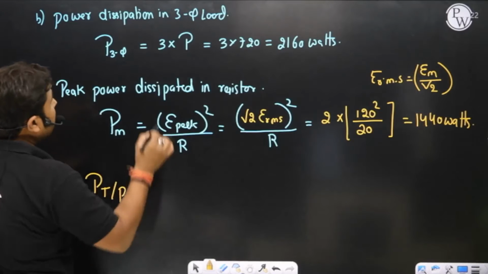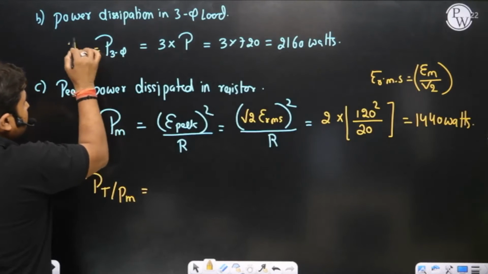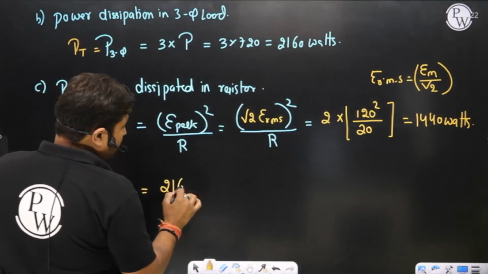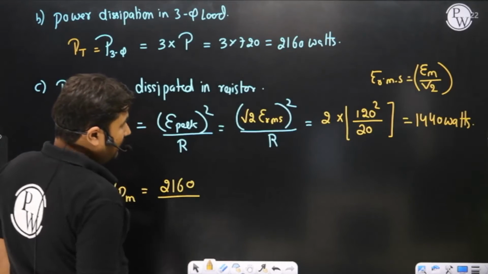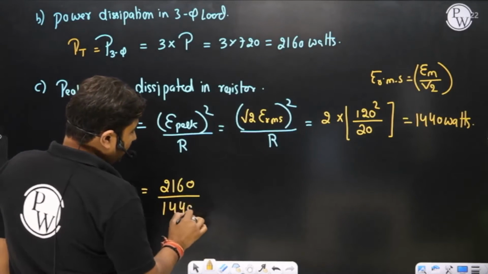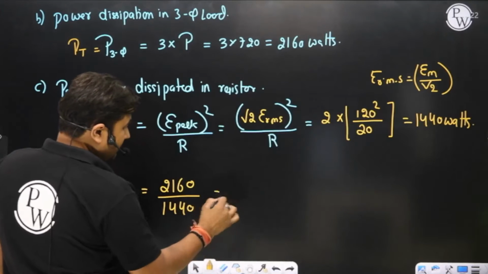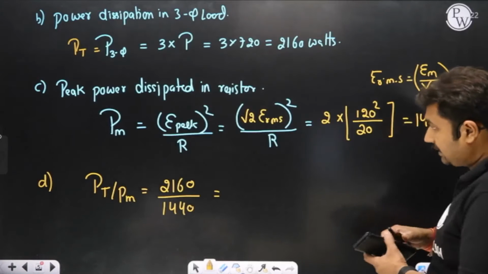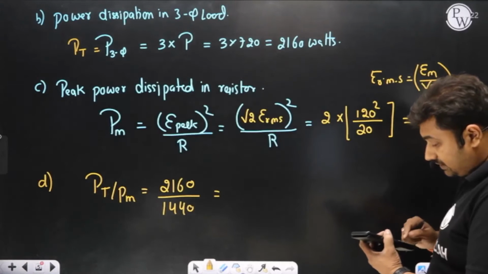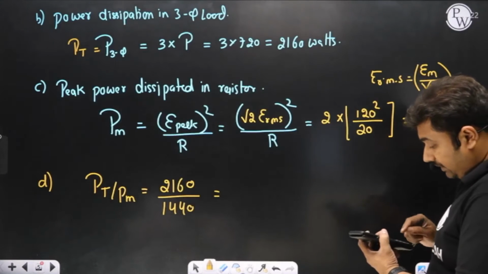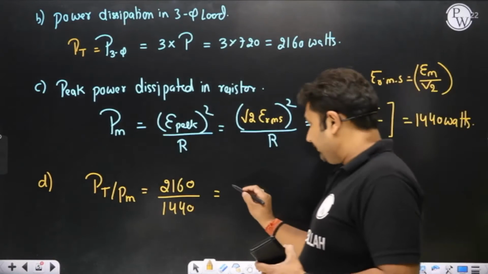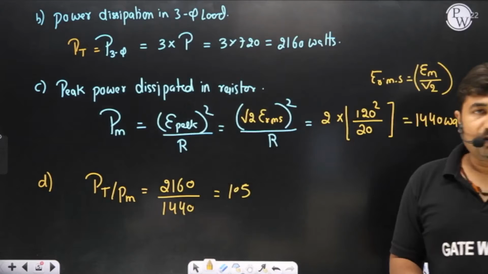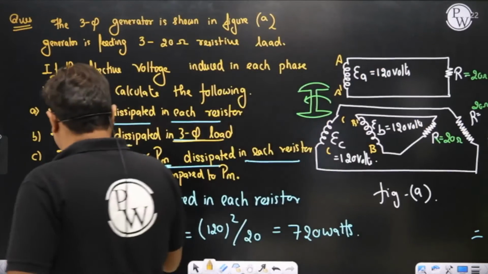So PT is the total three-phase power dissipated across the load, 2160, by peak power, 1440 watts. Yes, sir. Nearly 1.5 times. Sir, this ratio is 2160 by 1440. So 1.5. Is it okay? Yes, sir. So now we have different parts.